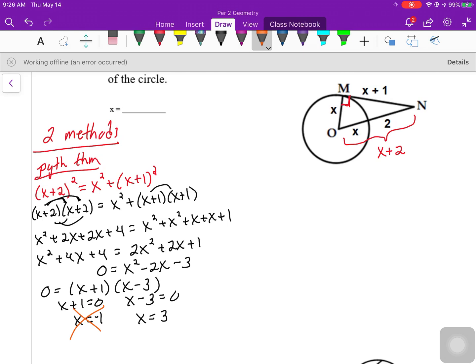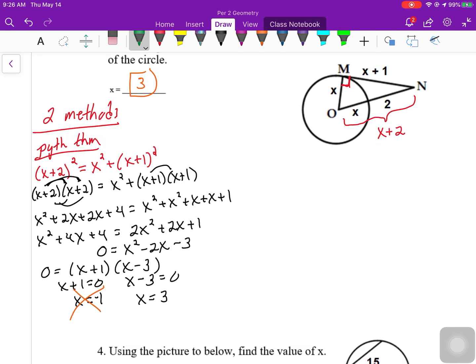Now, the negative 1 will not work in this problem. And that's because we can't have a distance being negative. So this negative 1 will not work. So x equals 3 is going to be our answer. We know that already. But many of you struggled with this, or you didn't remember to use the Pythagorean theorem. So I'm going to show you the other method.